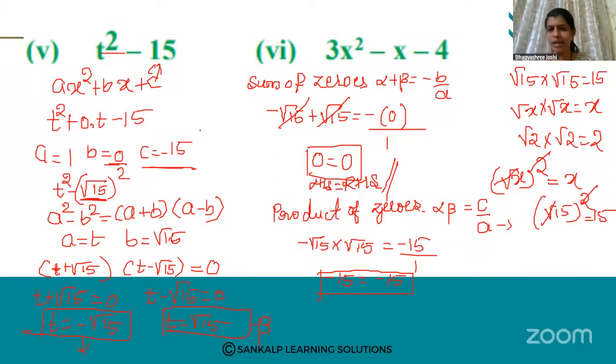Sum of zeros, alpha plus beta equal to minus b by a. So, 0 equal to 0 is satisfied. Product is also satisfied. Alpha into beta equal to c divided by a. So, minus 15 equal to minus 15. Here also, both values are same. Right? Okay.